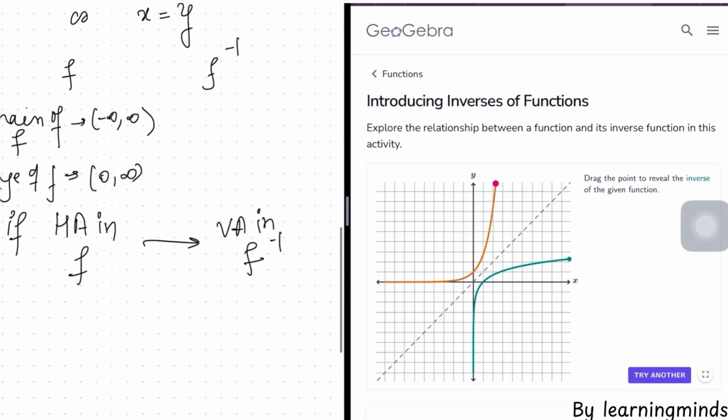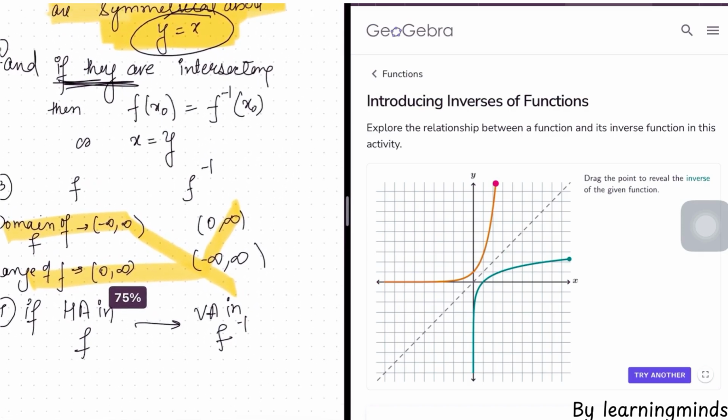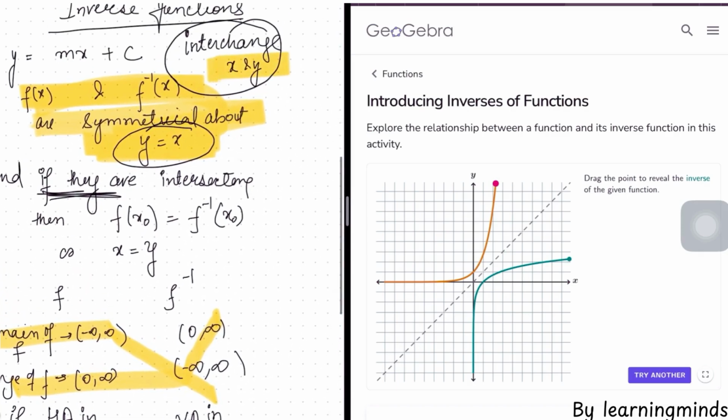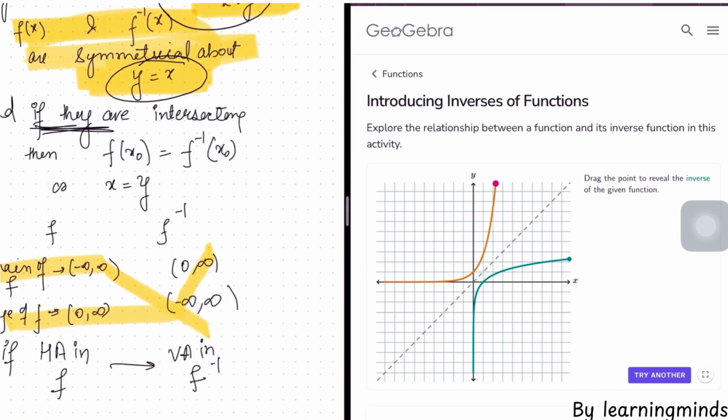Now if we come back to the domain and the range, the green graph has the domain 0 to infinity, and the green graph has the range, it is downward and it is upward also, so it has the range as all real numbers. And now you can see the domain and range have interchanged. That's all because of one single property, that they both interchange x and y, and hence these are not intersecting, and the horizontal asymptote of f corresponds to this.